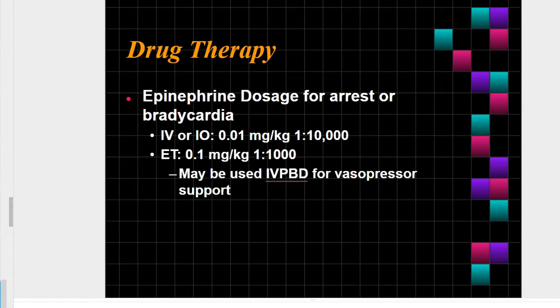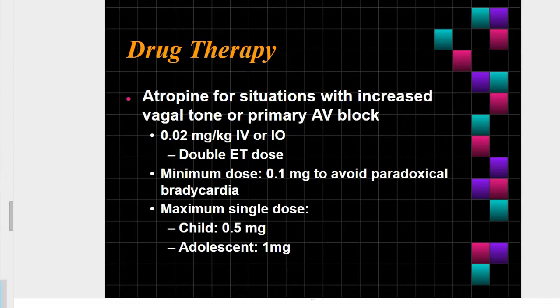Get an IV or an IO as soon as possible for the subsequent doses. You may also use epinephrine for IV piggyback drip and those doses for vasopressor support. Atropine can be used in bradycardic situations with increased vagal tone or primary AV block.